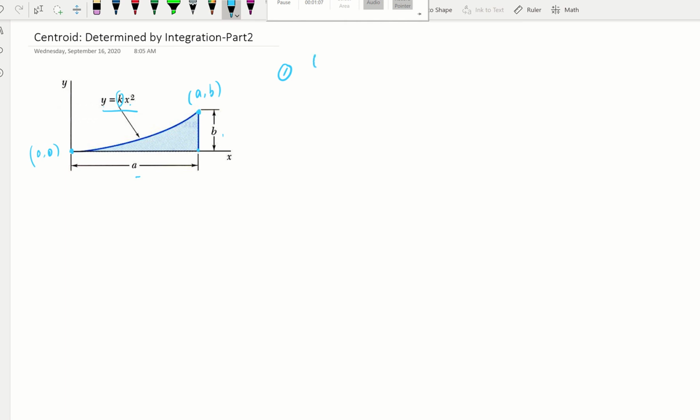So if we bring point (a, b) into this equation, y equal to kx squared, what do we have? Our y is equal to b and x is going to be a squared. Then we can figure out our k. k is going to be equal to b over a squared. That's going to be the slope. Then knowing that, we can rewrite this equation: y is equal to b over a squared times x squared.